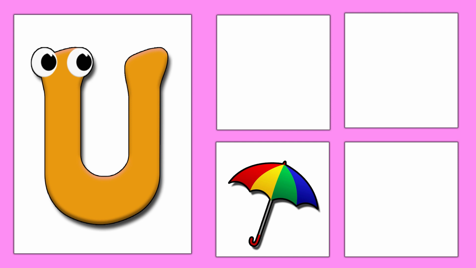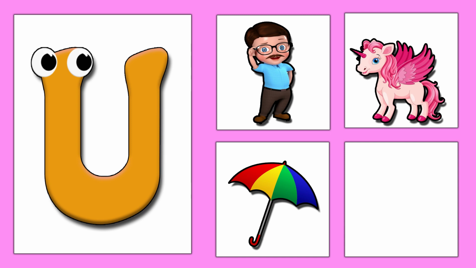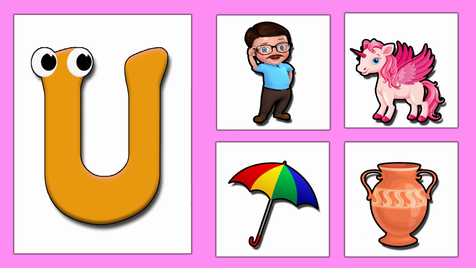U is for umbrella. U is for uncle. U is for unicorn. U is for urn.